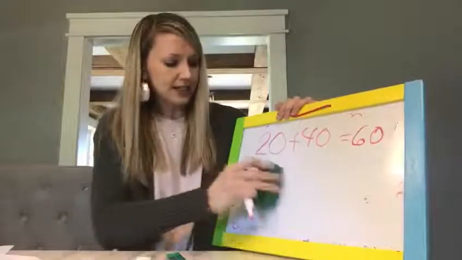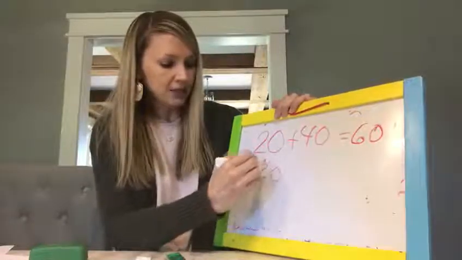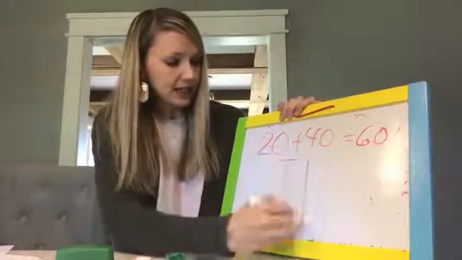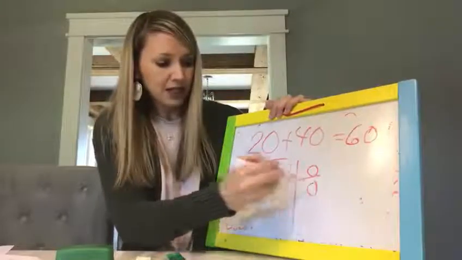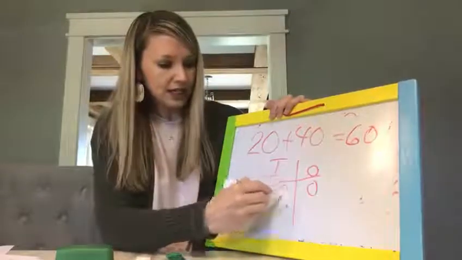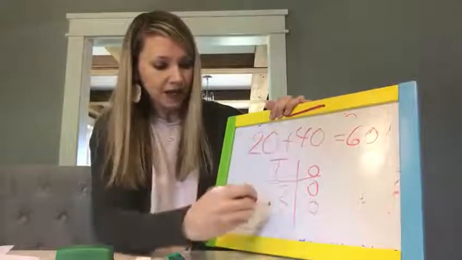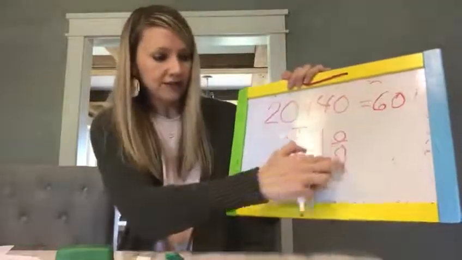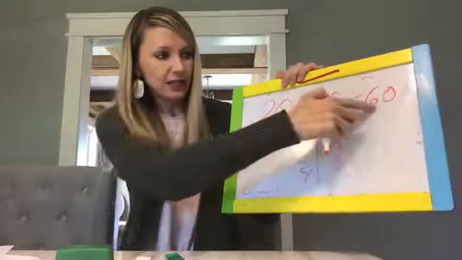Another way you can do these, guys, is to just add your 10s and your 1s. So let's look at my number 20. I don't have any in my 1s place, and I have 2 10s. Let's look at my 40. I don't have any in my 1s place, but I have 4 10s. And then I can just add those together. I have 0 there, so I don't have any in my 1s place. And 4 plus 2 would be 6. So that's another way that you could do it.